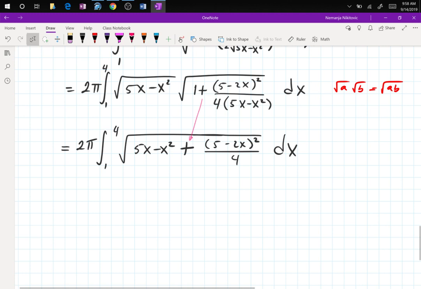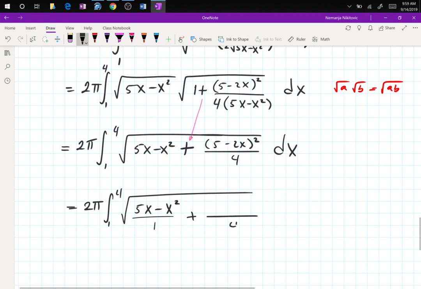There are multiple ways you can do this. Obviously, we have to square this one. So 2 pi integral 1 to 4 square root of 5x minus x squared over 1 plus this is going to be over 4. We'll have to do the common denominator to put them together. So now 5 squared is 25 minus the 2ab. So 5 times 2 times 2, so 5 times 2 is 10 times 2 is 20x plus 4x squared dx.